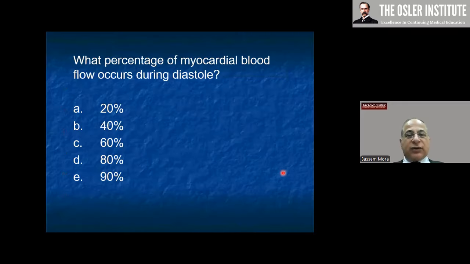Let's start with a couple of general questions. What percentage of myocardial blood flow occurs during diastole? Of course, I don't expect you to answer these because it's hard to be interactive in this setting, but think about it here for a few seconds. The question is really whether most of the myocardial blood flow occurs in systole or in diastole. I got an answer saying D, and let's see what the answer is. It is D, in fact. So 80% of the blood flow is in diastole.